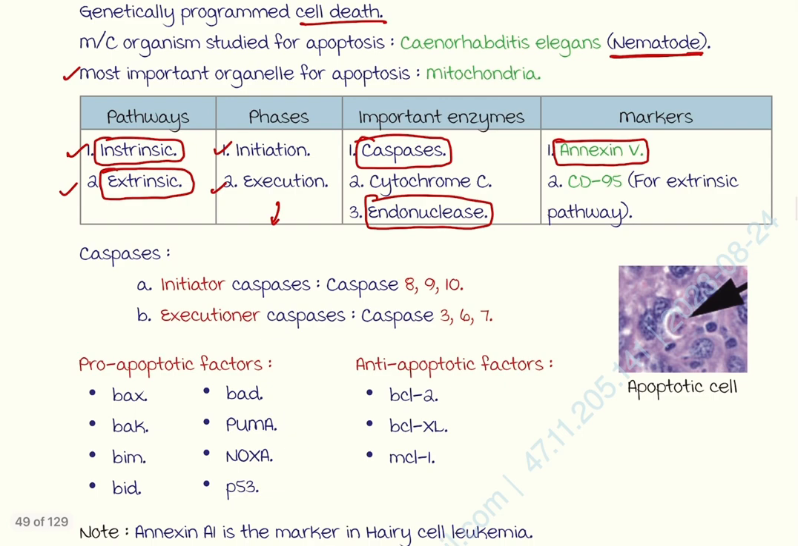Okay, so the initiator caspases are 8, 9, 10. As I told you, 8 is for the extrinsic pathway and 9 is for the intrinsic pathway. And the executioner caspases are required for both the extrinsic and intrinsic pathways.